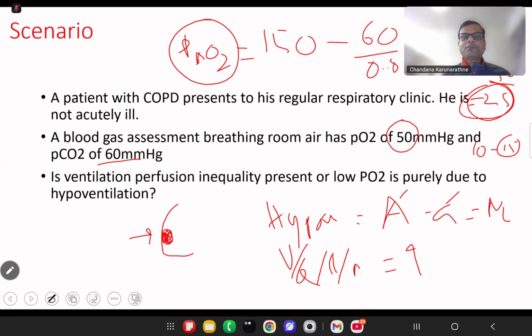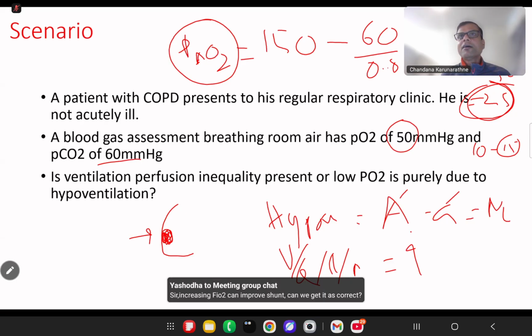I just wanted to emphasize how we can use this knowledge in the questions. Just to emphasize how we can use physiology.